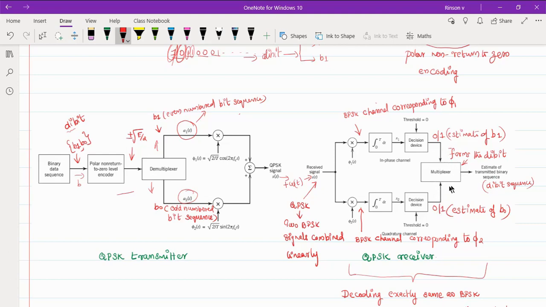So suppose you need a bit stream like this, B0, B1 like this. Then what it will do, it will first route B0 to the output. Then after one bit duration, it will route this to the output, and again this to this, like that. Then you will get the B0, B1, B0, B1 bit stream.